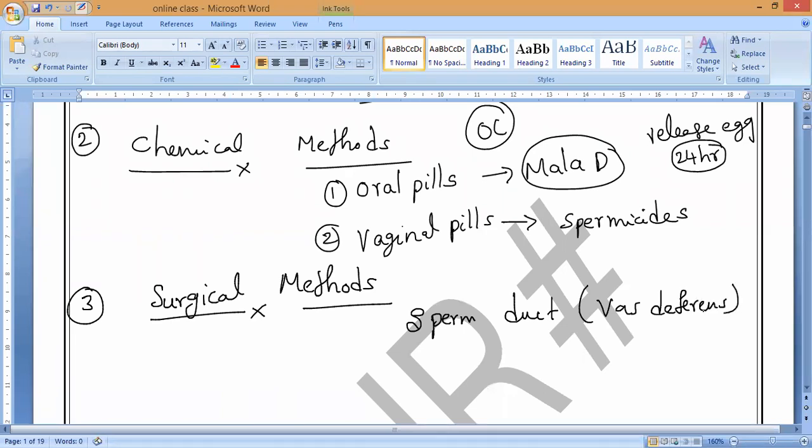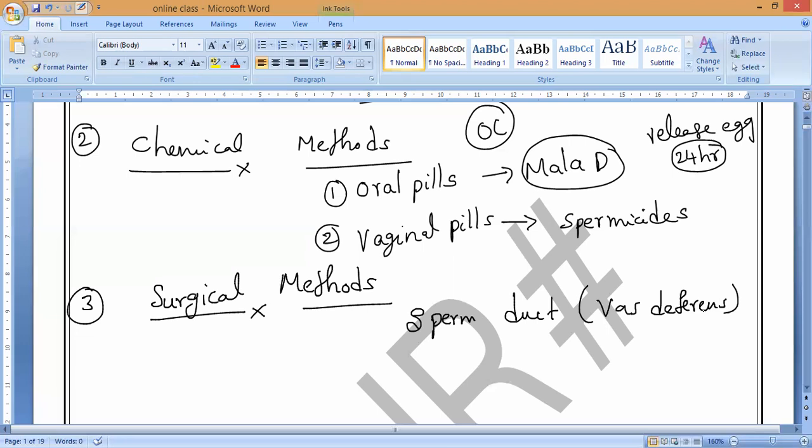Do you remember? They remove a small portion by surgical operation, cut both the ends, and tie them very properly. That's all. There is no carrying of sperms with the help of the vas deferens, so the sperms, even if released, won't be carried to the urethra and won't be ejected through the penis.